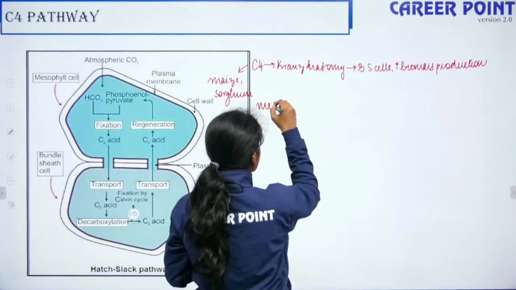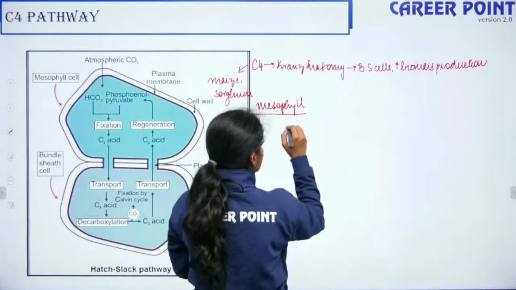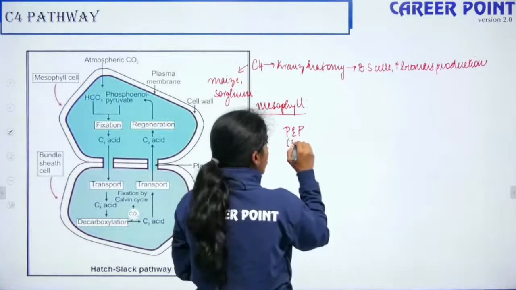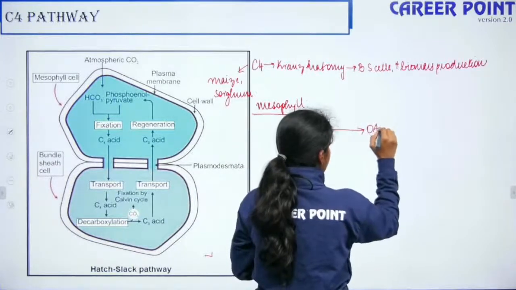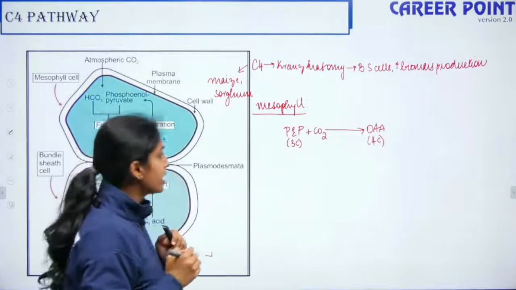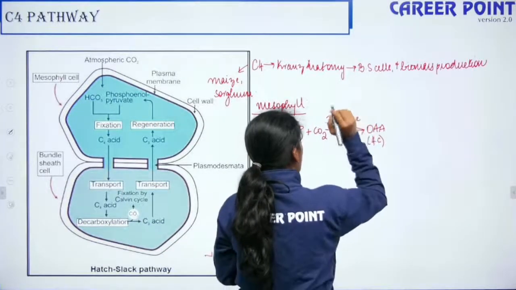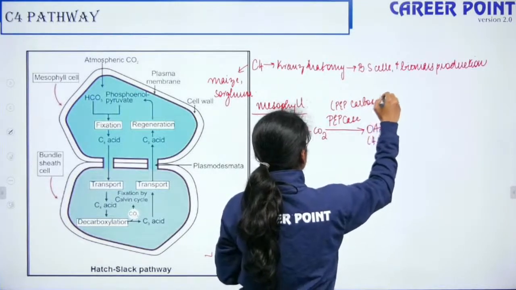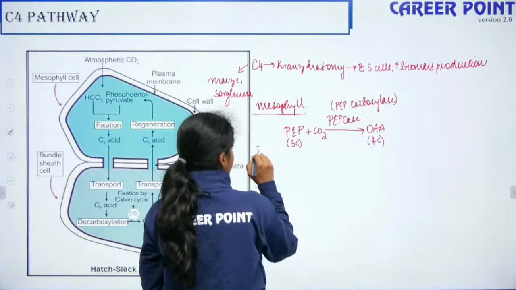Here you have the primary acceptor. It happens in 2 areas. First is the mesophyll, and then you have the bundle sheath. So in the mesophyll, what happens? Your carbon dioxide is accepted by phosphoenol pyruvate, your 3-carbon compound, and this is converted into oxaloacetic acid, which is a 4-carbon compound. That is why this is known as your C4 cycle. Alright? Fine. Here the enzyme is PEPcase or PEP carboxylase. This step is your fixation.